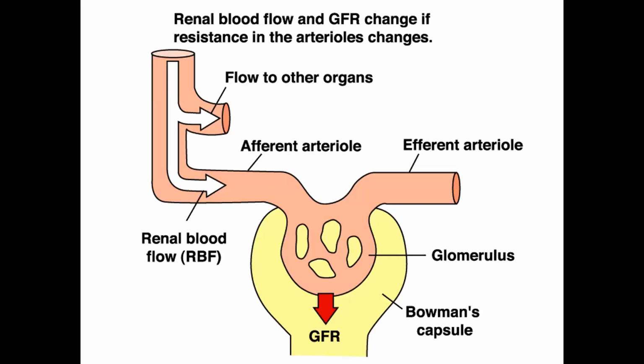And so here we see, there's our afferent arteriole coming in to the glomerulus. There's the efferent going out, and there is our glomerulus. There's our GFR. So if we have a change in the systemic circulation, we can control that right here at the afferent arteriole. We either dilate this to increase the flow, or we constrict it to reduce the flow.